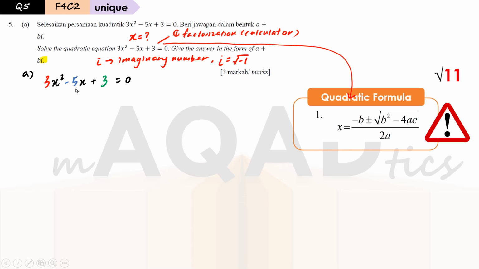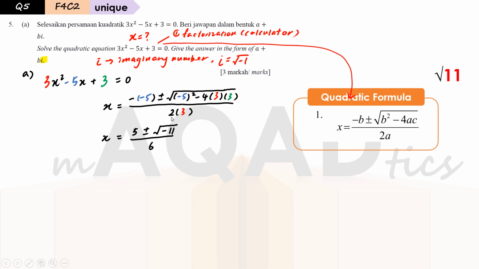B would be negative 5, which is the value of x, and c would be 3, which is the value that does not have x. Okay, so let's follow the quadratic formula and substitute the values inside. Here will be negative b, b is negative 5, and then the square root inside would be b squared, which is negative 5 squared, minus 4, and multiply with the a, which is 3, and c, which is 3 also. And then in the denominator, it will be 2 times a, which is 3.